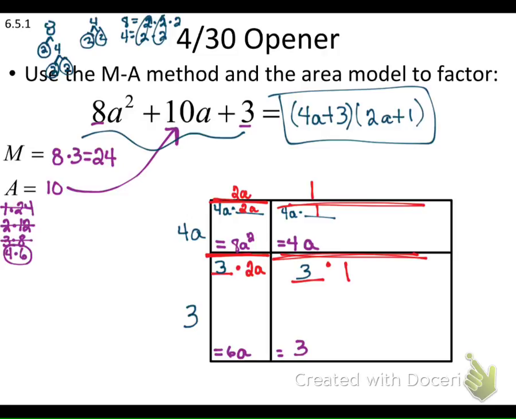Questions? Yes. Not right now. So let's say that you flipped and you put your 6A here and you put your 4A here when you did your area model. You would end up with 2A plus 1 times 4A plus 3 as your answer, which would be fine too.